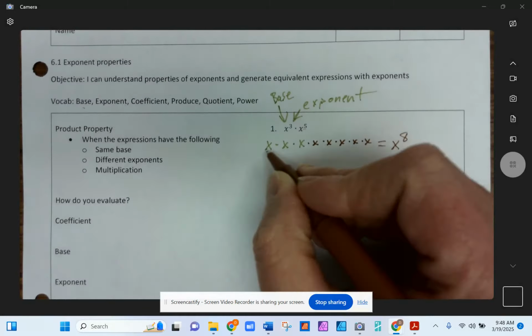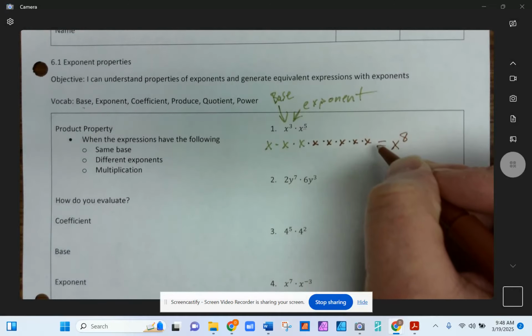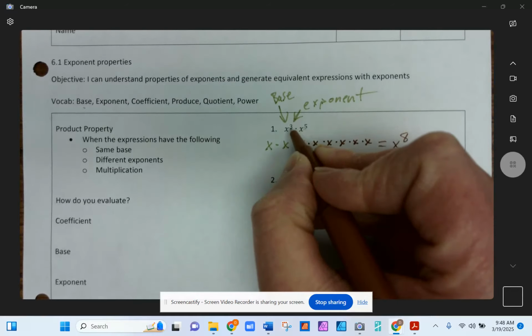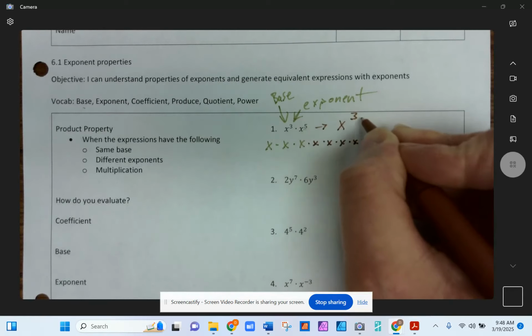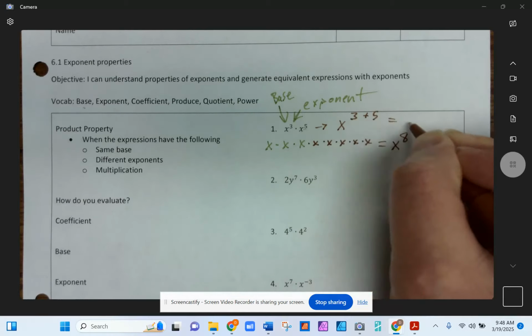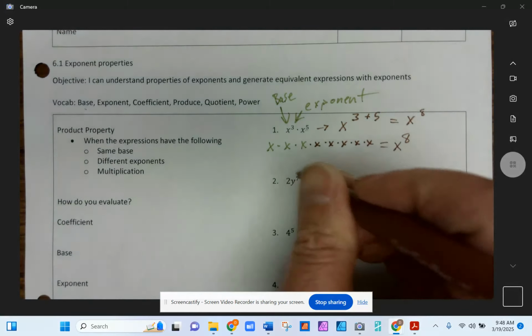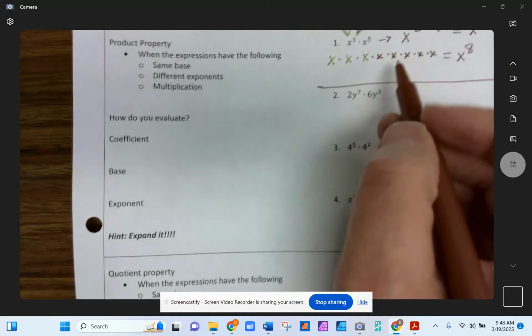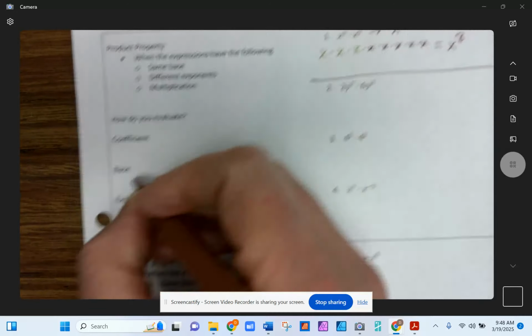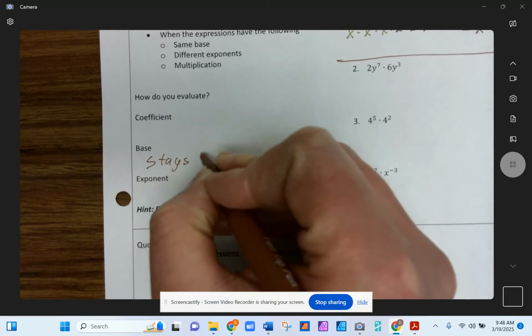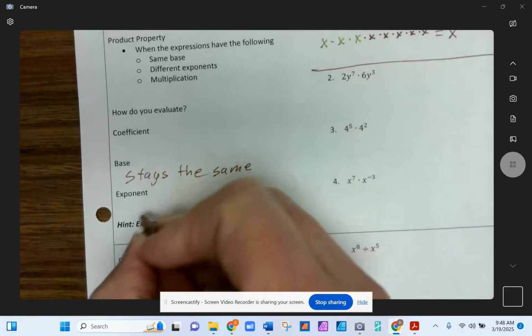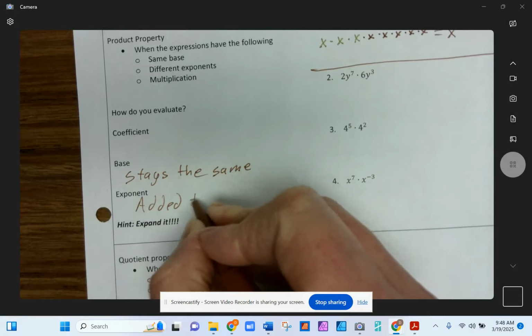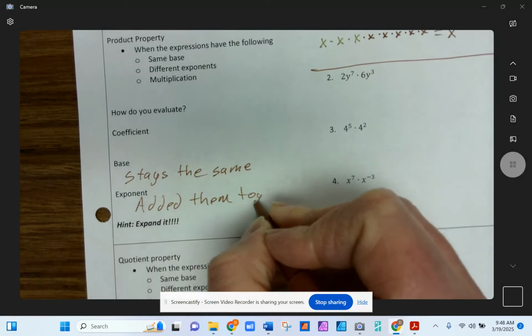Another way to think about this, rather than putting it in expanded form, is that we should realize that we just add the exponents. So this becomes x to the 3 plus 5, which is the same thing as x to the power of 8. Okay. So what did we do? Our base here stayed the same. It didn't change, right? So when you have your base, it stays the same, and your exponents, you added them together. Okay.